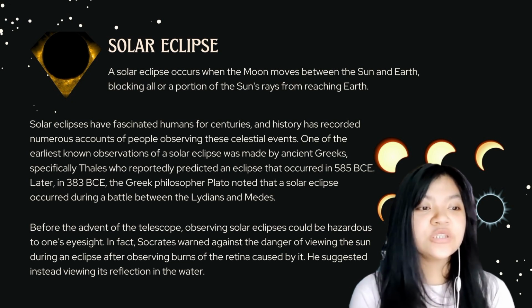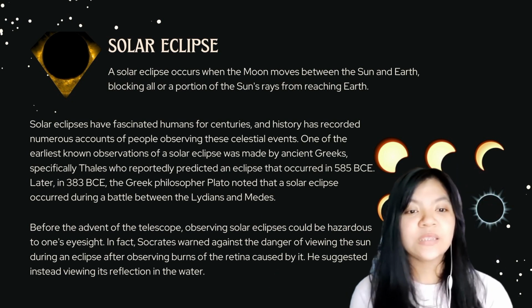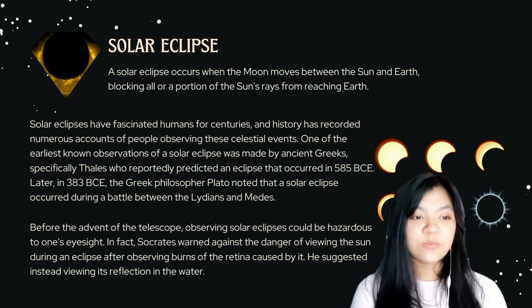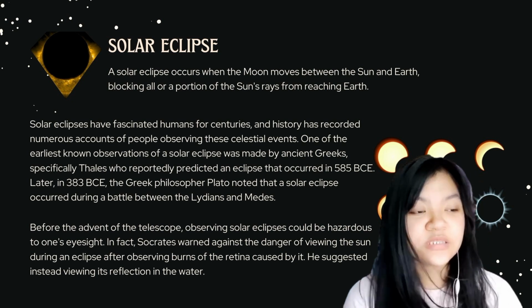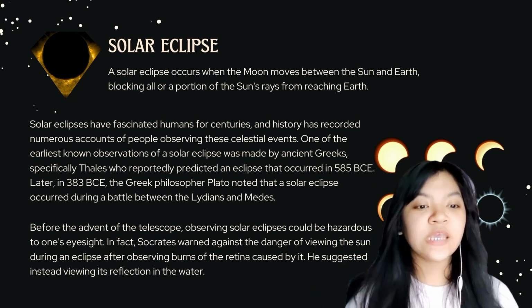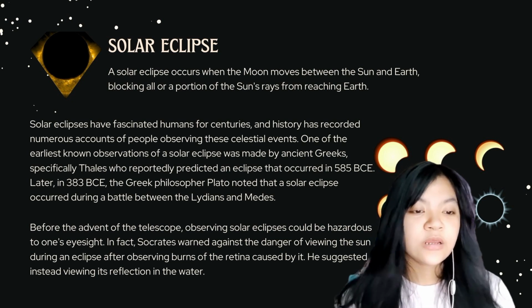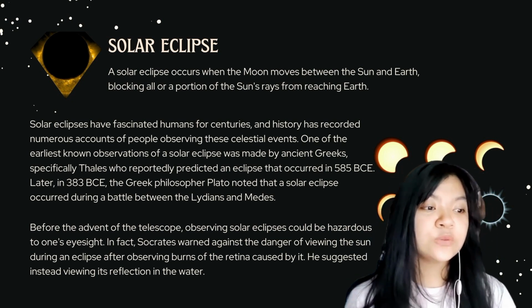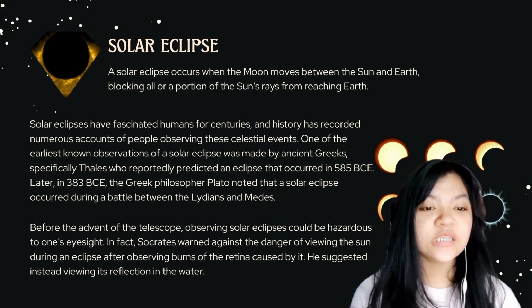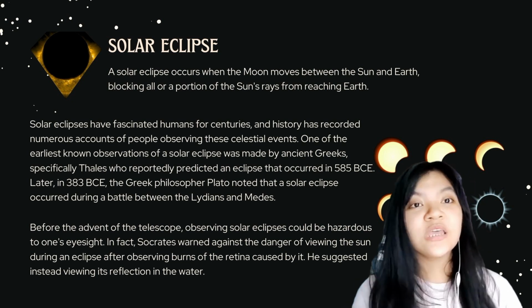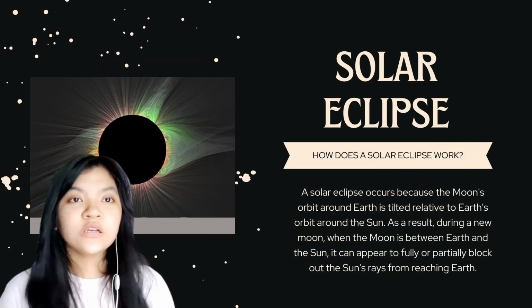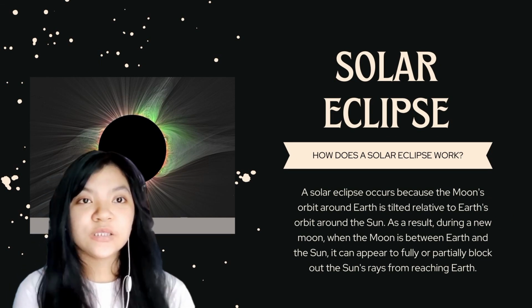The damage occurs without any pain, and they said that there is no treatment for damage caused by looking at the sun. So, Socrates, a Greek philosopher, said that viewing the sun could burn the retina. He suggested viewing the reflection in the water instead. So, how does a solar eclipse work?